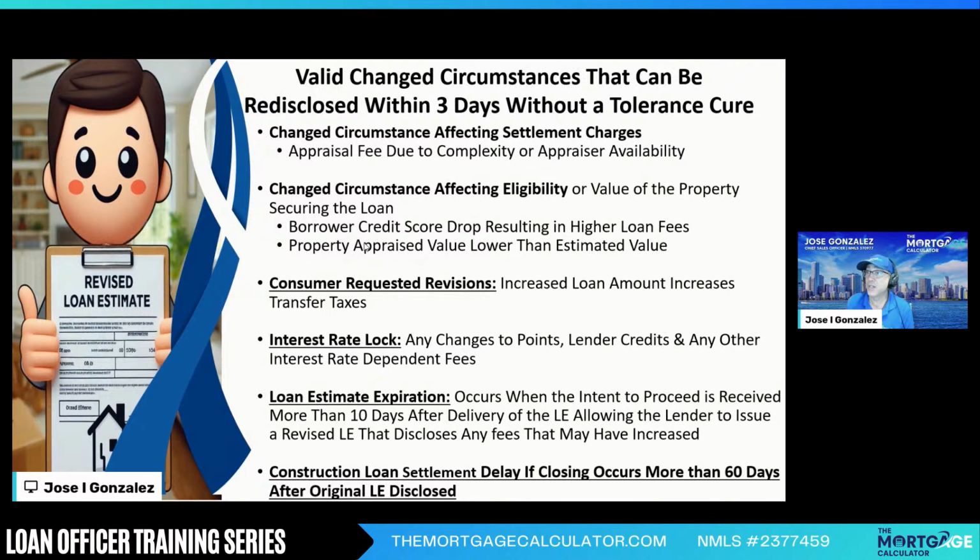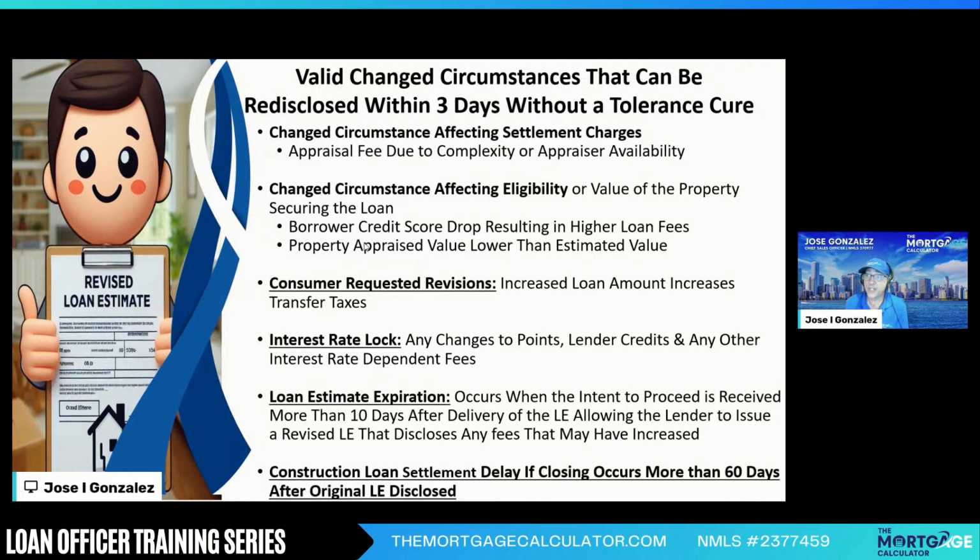That's when you have to redisclose that additional fee. The next section would be changed circumstances affecting eligibility or value of the property securing the loan. So, for example, borrower credit score drops, resulting in higher loan fees. Or property appraised value is lower than the estimated value. As you know, that could affect the loan to value. As the loan to value increases, it could be a probability that the cost on the loan will also increase. So those would be changed circumstances that need to be redisclosed, again, within 3 days. If you don't redisclose it within 3 days, you're going to have a non-compliant file.